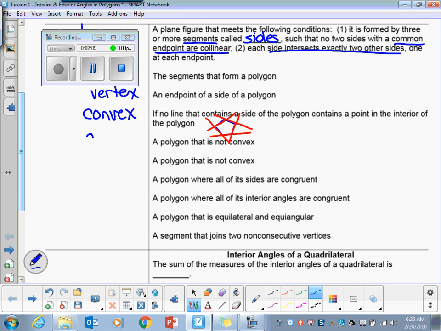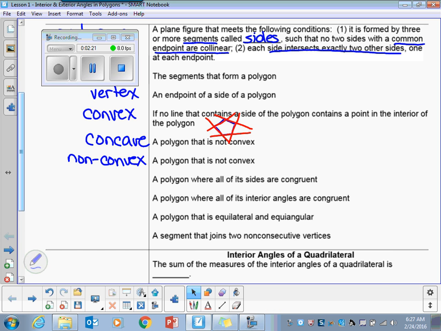A concave polygon, otherwise known as non-convex, and yes, you'll see both words pop up in different math books. On the other hand, when you extend a side, you do cross through the interior, right there. That makes this concave.